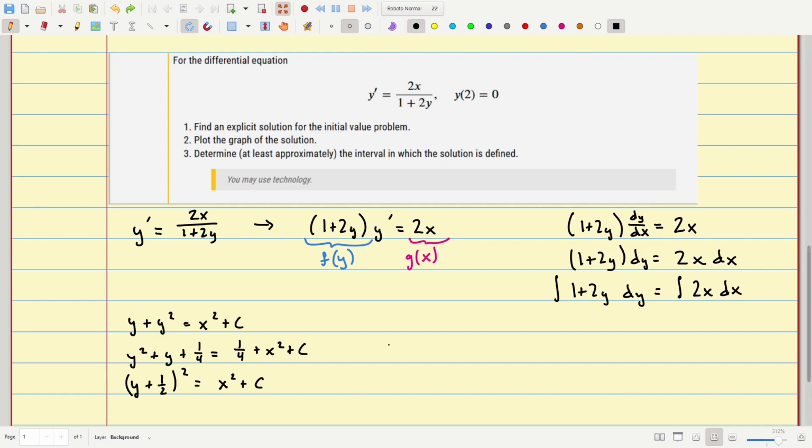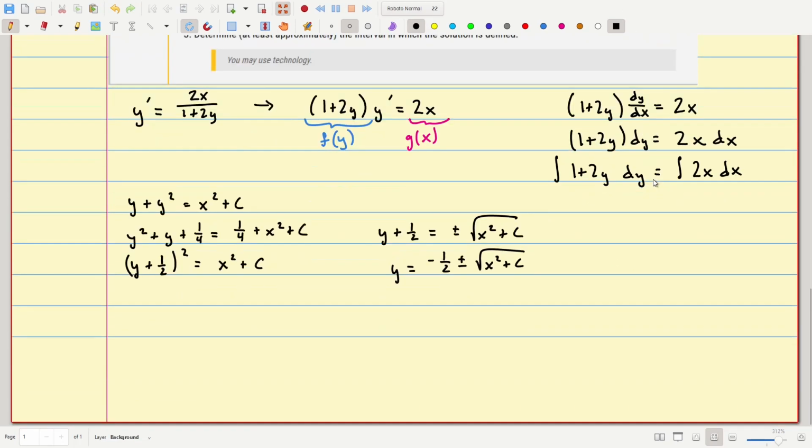Okay. Now we can take the square root of both sides. This is going to give us a plus or minus term in front of the radical. And then lastly, we can subtract 1/2 from both sides to get our general solution to the problem. Now that we have our general solution, we can apply our initial condition.